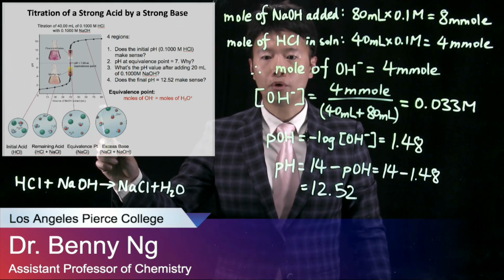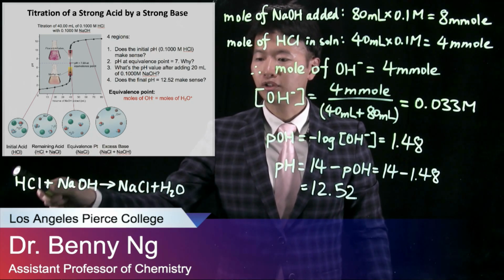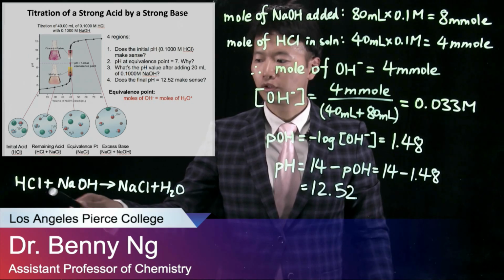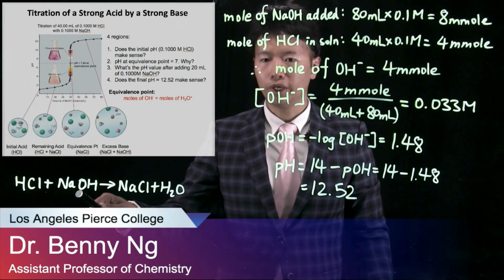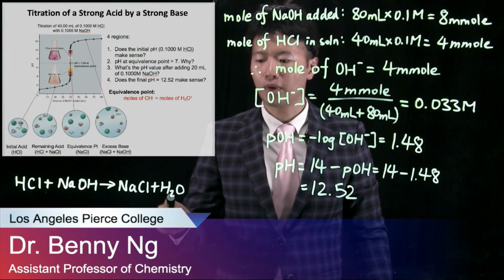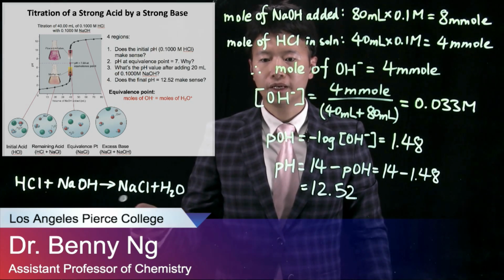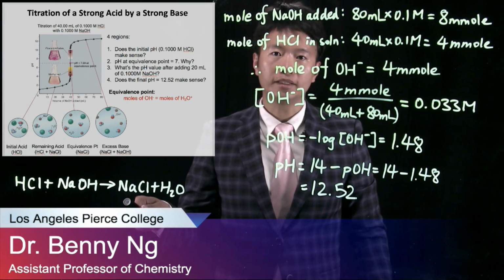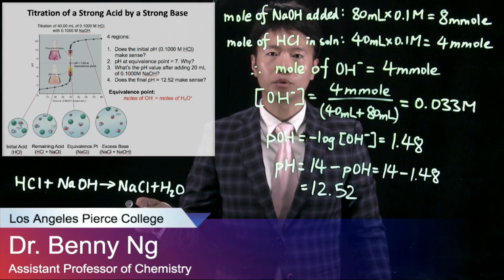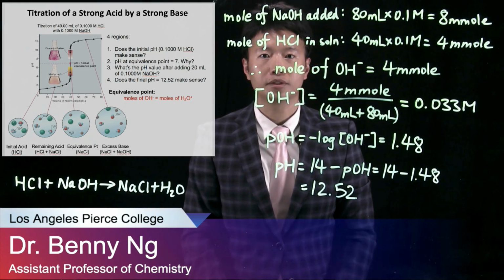After the equivalence point, that means we have no more HCl in our solution. So by adding more NaOH, that means we have excess amounts of OH minus and extra NaCl in our solution. So that is the recap of titration of a strong acid by a strong base.